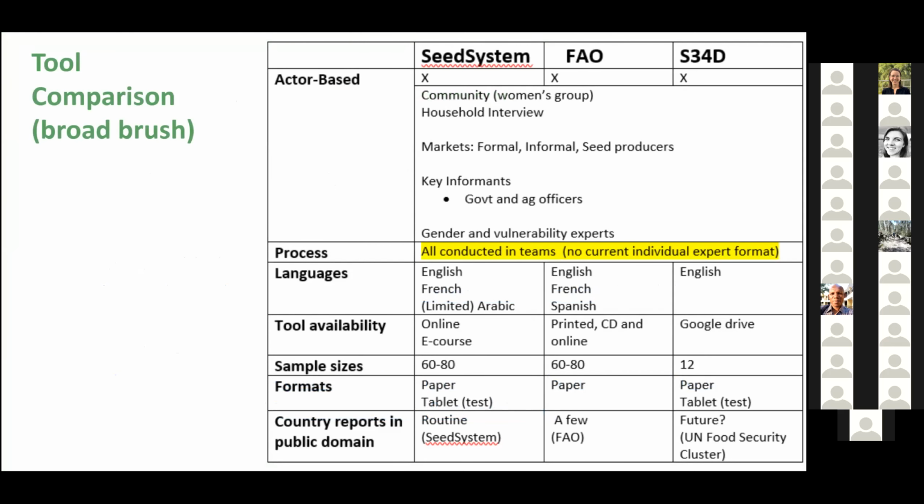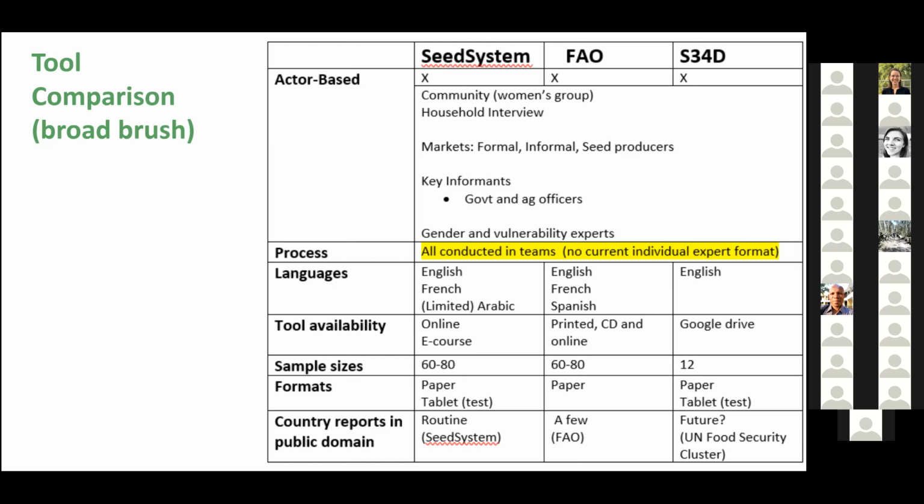So what I've tried to do here, and I think it's the first time it's ever been done, is to quickly compare these 3 tool sets. And what I noticed in trying to do this is how similar they are in the broad brush. If you take actors, all 3, Seed System, FAO, and S34D, are actor-based assessments. That is, they go stakeholder by stakeholder and determine if there's need and supply. So each one has community groups and women's groups. Don't forget the women. Has household interviews, looks at markets, formal, informal, looks at key informants, has gender and vulnerability experts. All 3 do that.